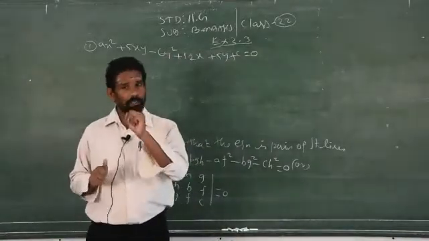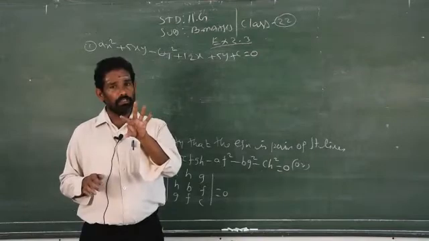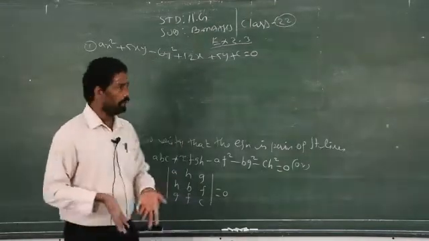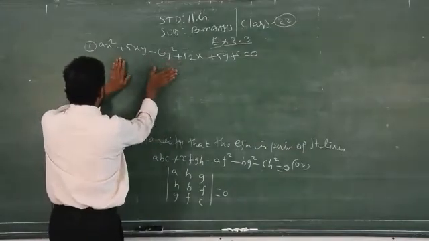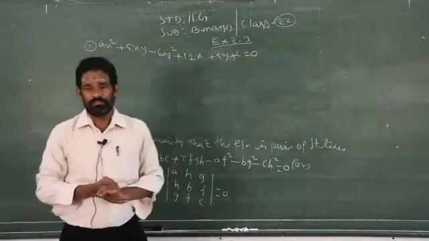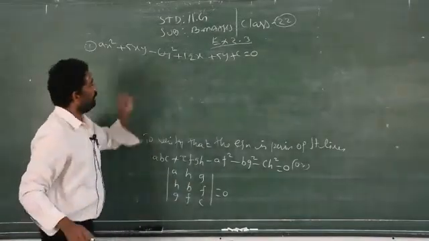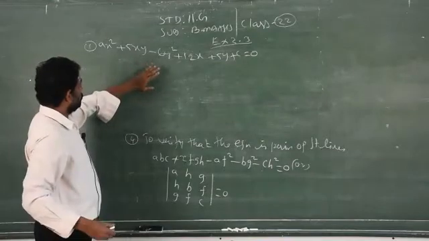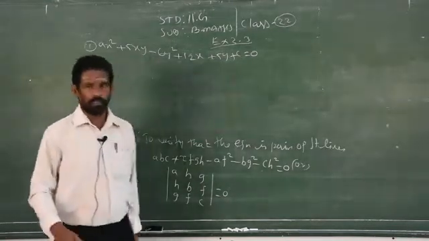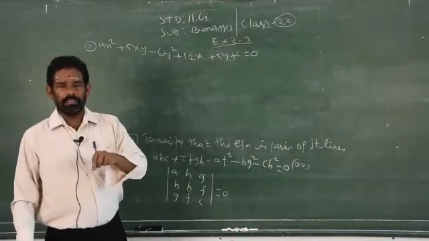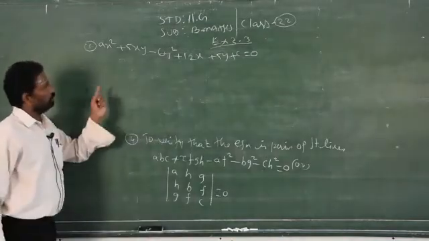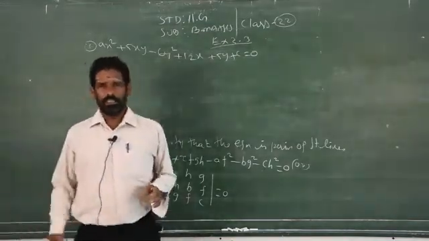I said very clearly that a pair of straight lines is a combination of either intersecting lines or perpendicular lines. Clear? So they said very clearly that the given equation represents perpendicular lines, not parallel lines. If this combination of two perpendicular lines represents this pair of straight lines, you have to find the values of a and c. That is the question.